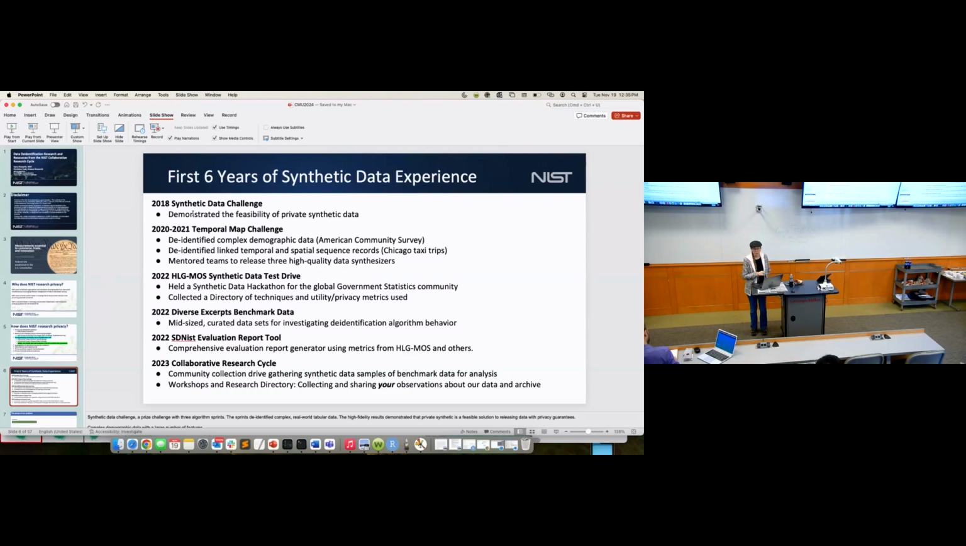So for those of you who've heard of differentially private synthetic data or synthetic data before, has anybody got in mind like a technique you might use to do it? Have you heard about techniques for doing it?